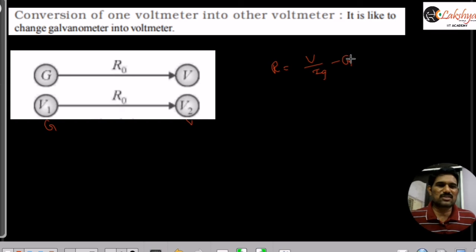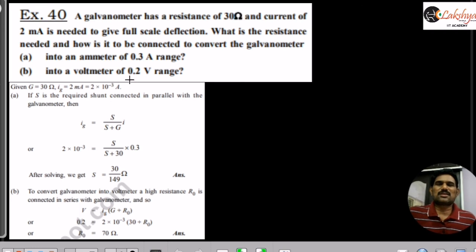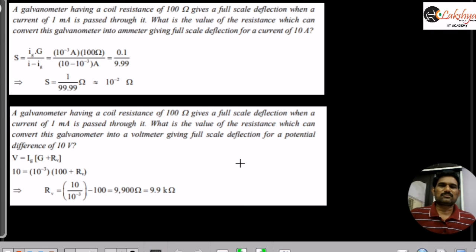Previously we said G means the internal resistance of the galvanometer. Here we need to consider this as a galvanometer, so it is the resistance of the voltmeter, and this is the range of this voltmeter. In terms of V1, V2, if you want to write the V2 value, we need to substitute V2 here, the range of the final resulting voltmeter. Based on this, direct simple problems will be there, so you can solve those problems easily.